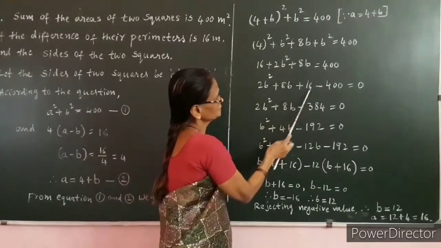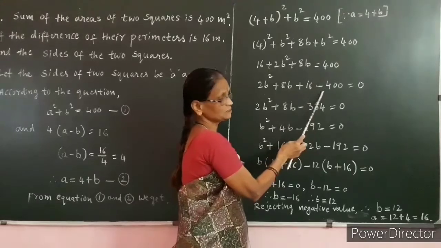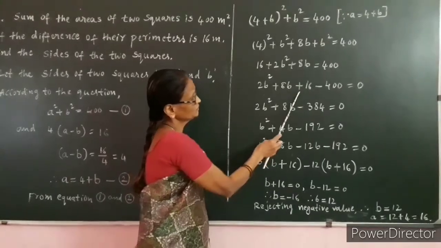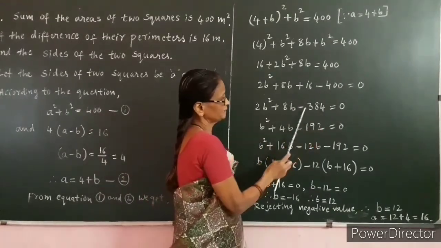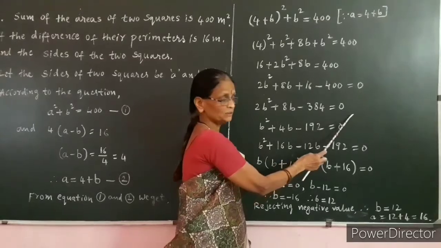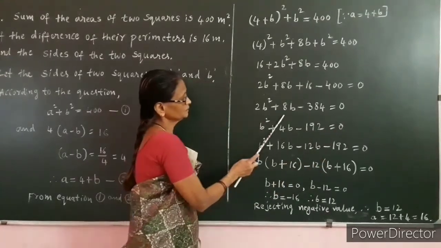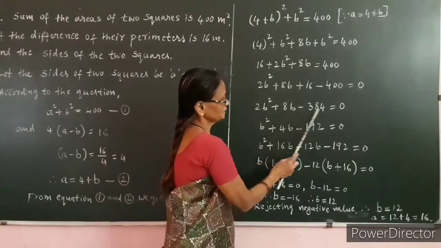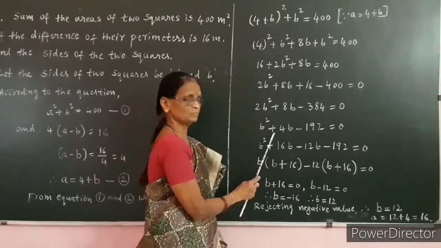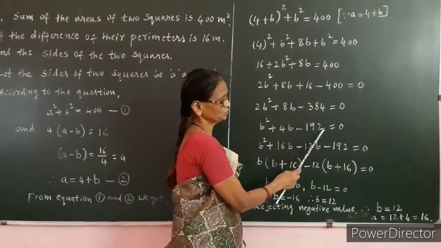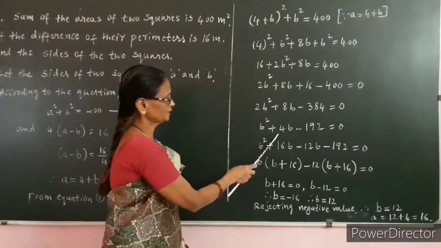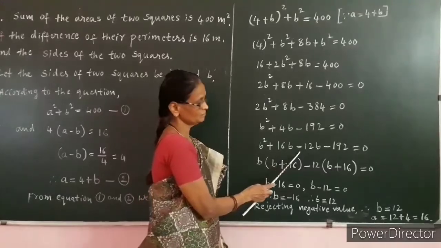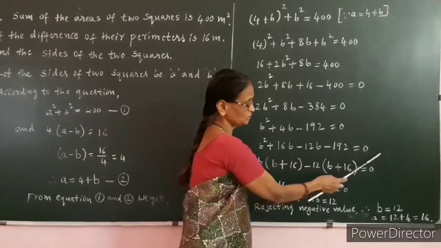Now 2b square plus 8b plus 16, transposing 400, it becomes minus 400 equal to 0. So 2b square plus 8b, and 16 minus 400 is minus 384, equal to 0. Now all three terms have the common factor 2, so we divide each and every term by 2. We get b square plus 4b minus 192 equal to 0. Now factorize the trinomial by splitting the middle term. It becomes b square plus 16b minus 12b minus 192 equal to 0.